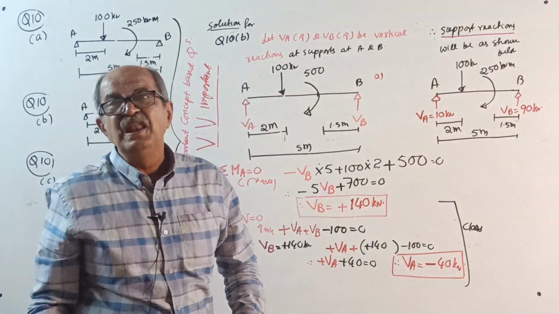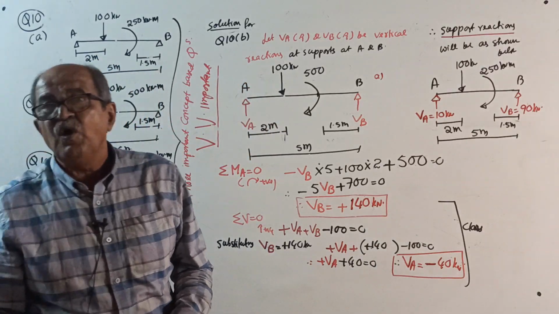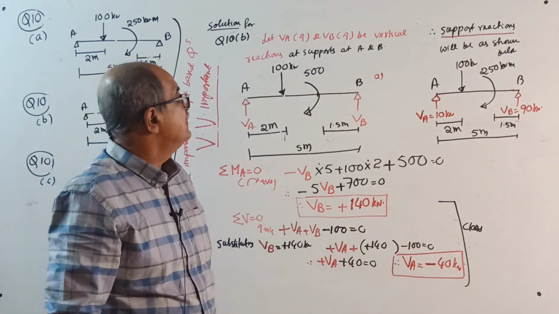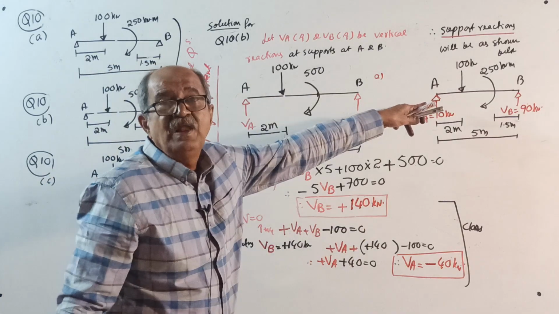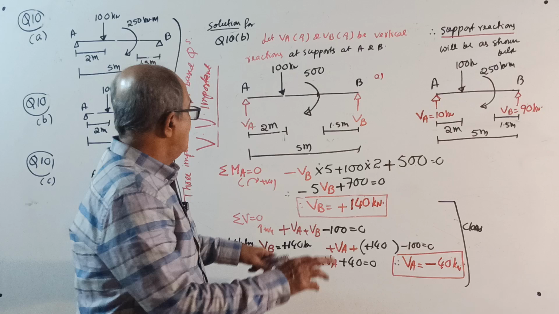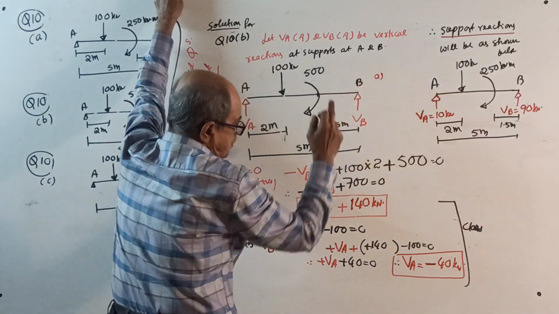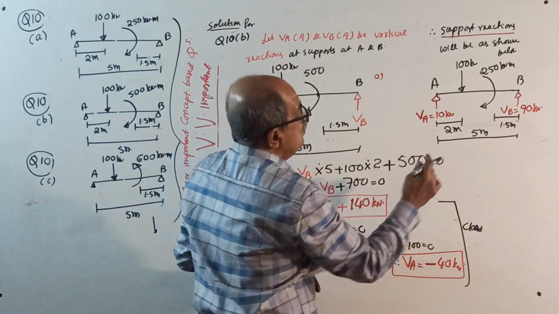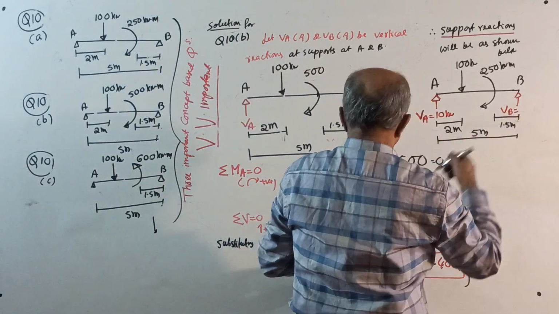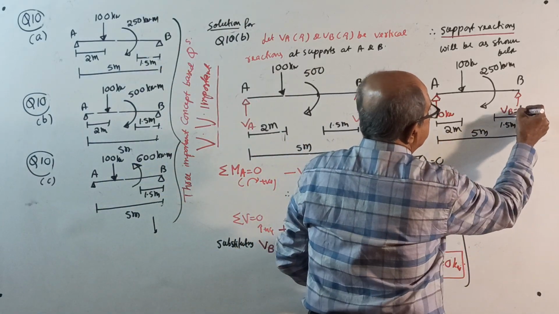Sometimes some small silly mistake. It's a concept question, so I can't make mistake. Now write answer. Before, don't write that one. That I have to change now. We considered VB vertically up. Answer came plus. Therefore, your VB is correct. How much it is? 140 kN up.